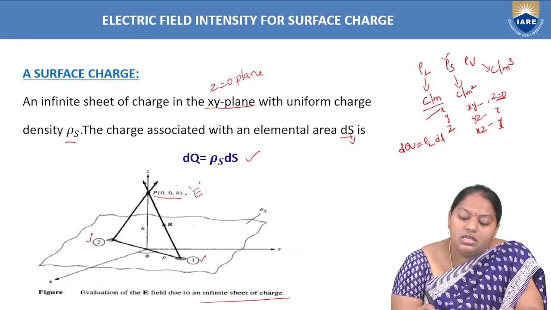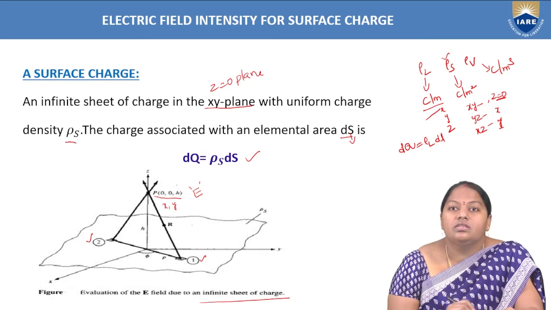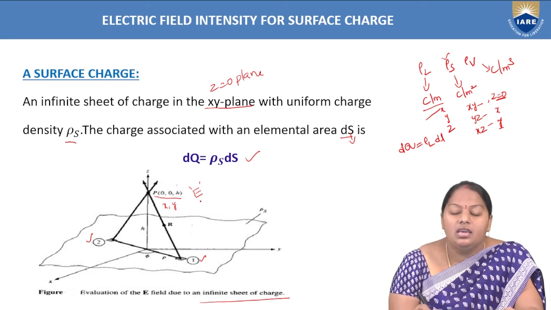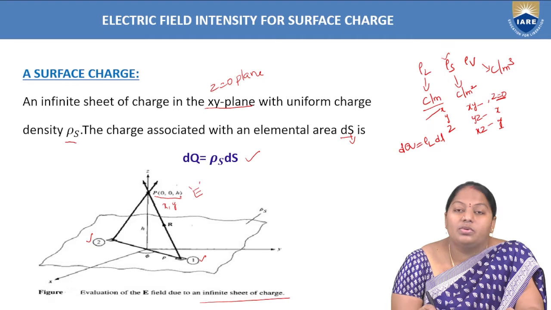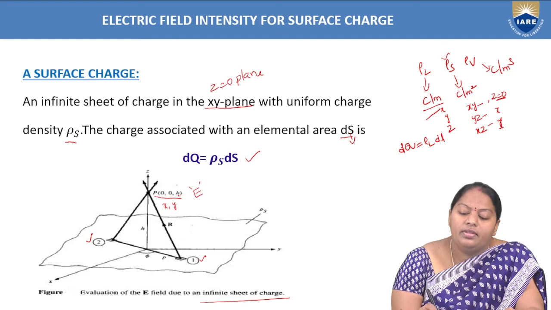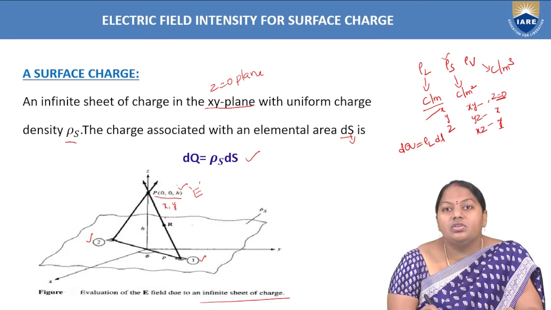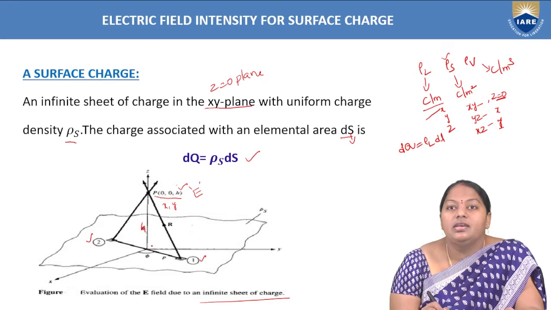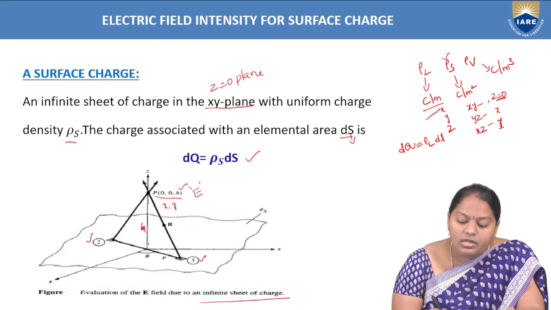Means we consider only the z direction component, and the x and y components become zero. Hence the field point where we evaluate the electric field intensity E is P of 0, 0, H, where H is the height above the plane and is located along the z direction. And from the origin, we have considered the first surface 1, and the distance is given by rho.